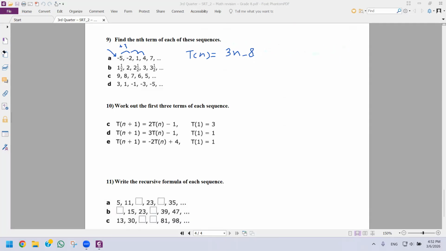And then how do I check my answer? You try any term, for example, the third term, which is 1. Put 3 instead of n because it's the third term. 3 times 3, 9, minus 8, 1. So my equation is correct.